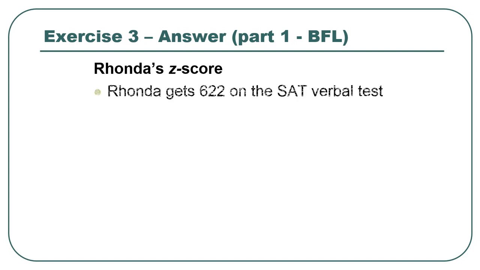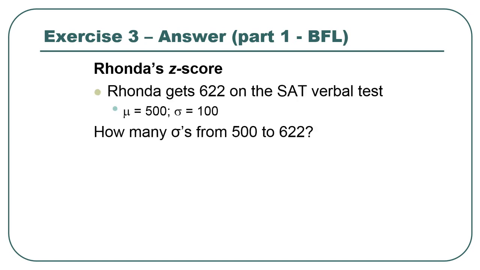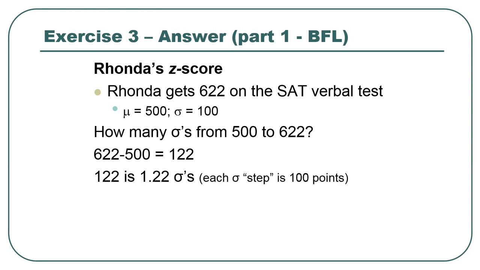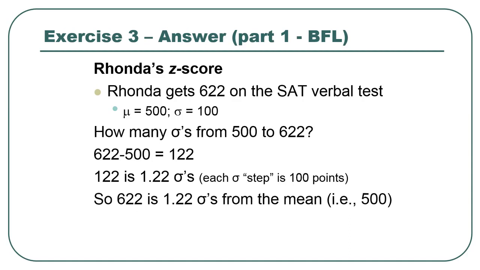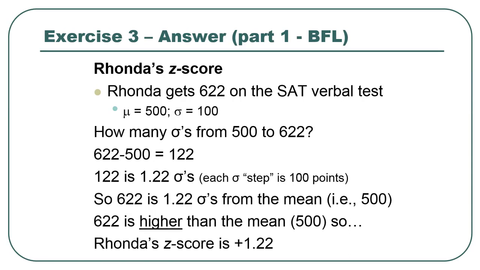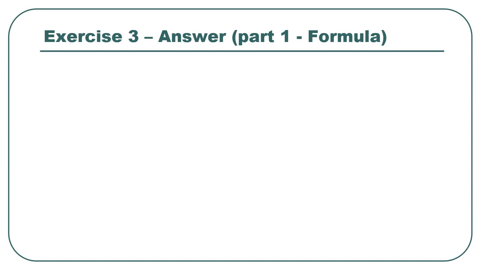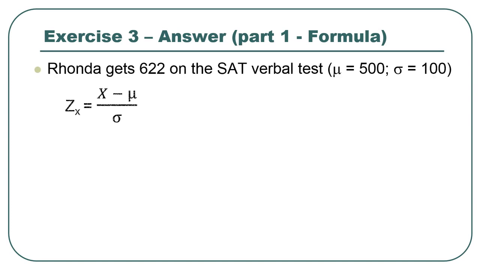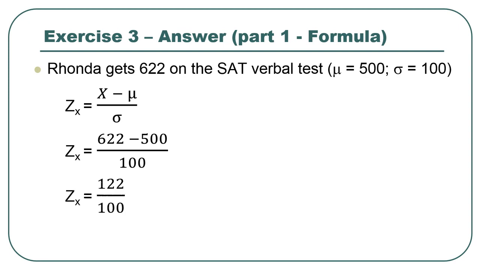So Rhonda's z-score is 122 points away from 500. If the standard deviation is 100, then that's 1.22 standard deviations. So Rhonda's score is 1.22 standard deviations above the mean of her distribution. So z-score, 1.22. So the formula that we could apply to that is the same idea, 622 minus 500, which we just did, right? I mean, we did this just without a formula. And you divide there, and you end up with 1.22.